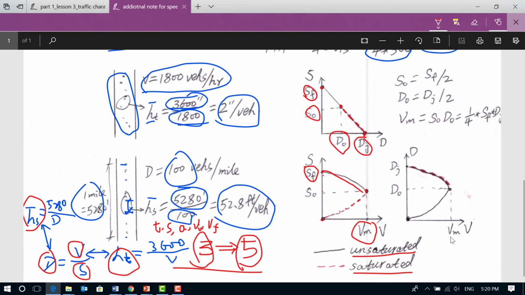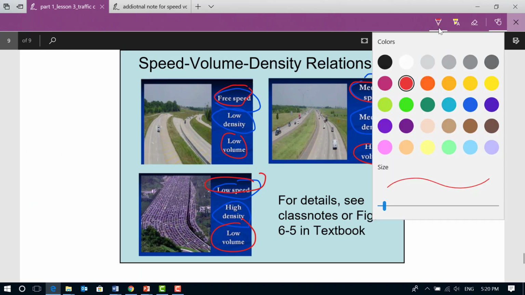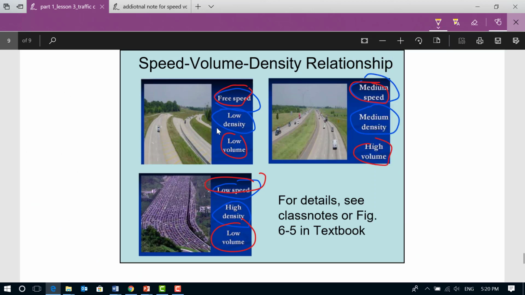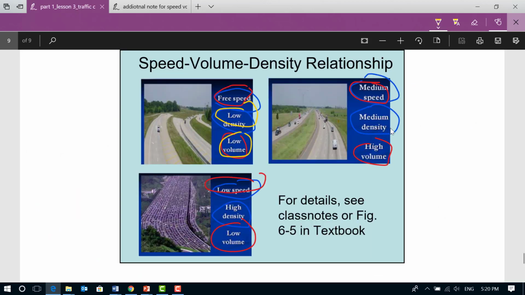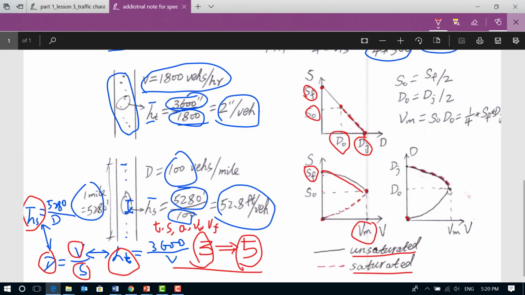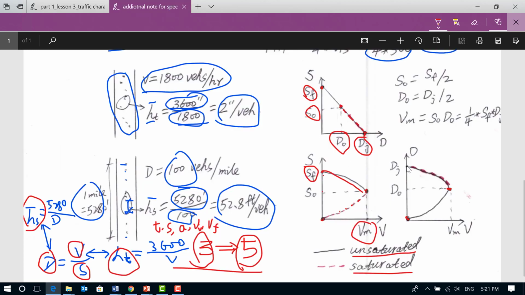Similarly, you can develop the relationship between density and volume: low density and low volume, which is this point; medium density and high volume, which is this point; and high density and low volume, which is this point. Again, you connect them, and this part represents saturated and this part represents unsaturated.